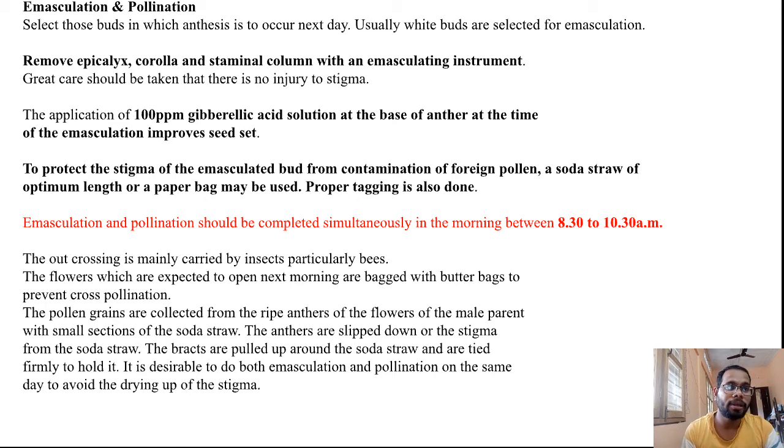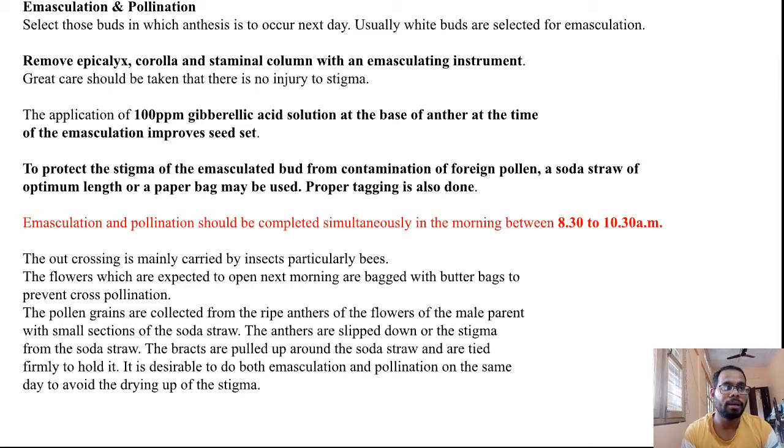Students, we have already completed the floral biology of cotton. Means we have studied the calyx, corolla, sepals, petals, androecium, and gynoecium, which are the different parts of the flower of the cotton. So these things we have completed. Only the remaining part of cotton is emasculation and after that, the pollination. So let us start with the emasculation.